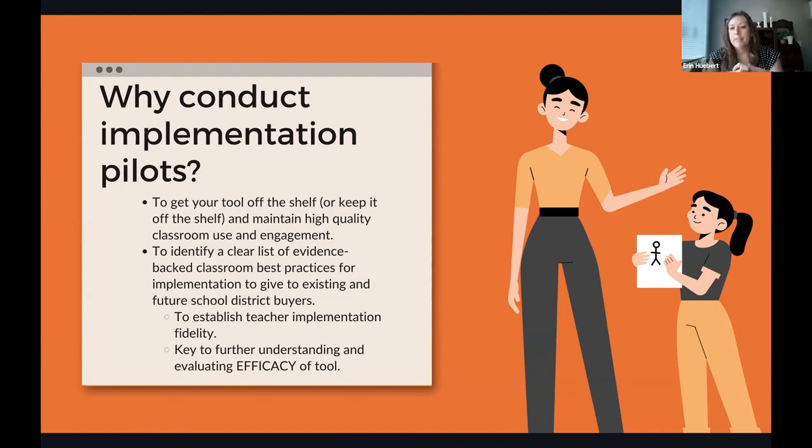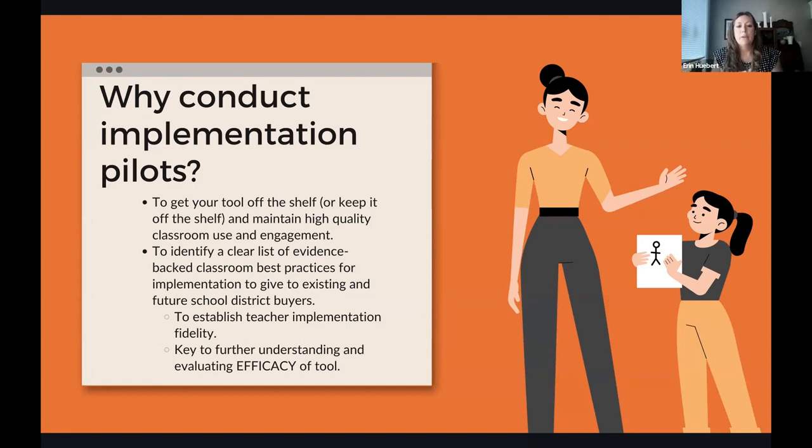Without that kind of level of fidelity, if you have teachers using it all different ways and usage is all over the place, you're not going to have a good efficacy study. You're probably not going to find good results. And by good, I mean just any results. It's not that they're good. It's not that they're bad. It's just that you're not finding results because you have so much variation in how the tool is being used.